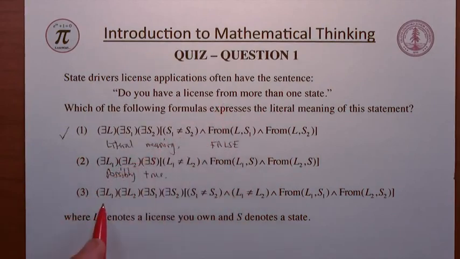Let's look at number 3. That says there are 2 licenses and 2 states, different states, different licenses. There are 2 licenses and 2 states. 1 license comes from 1 state, the other license comes from the other state. This is the sentence that the driver's license application meant to say.